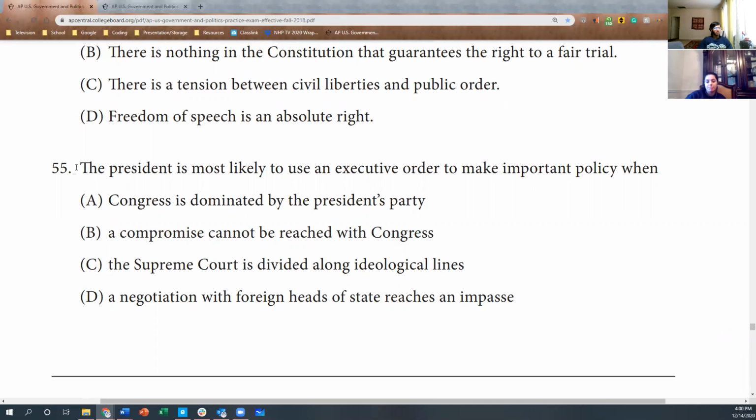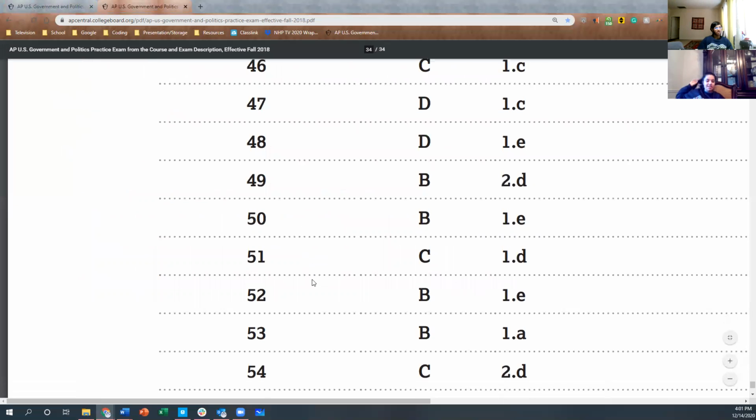Policy plan. Well, if commerce is dominated, then they wouldn't need an executive order. B makes sense. C doesn't. The Supreme Court shouldn't be making policy, they're not making laws. Yeah, I mean, sometimes they do, but oh, we did this one too. Yeah, I remember it was B. So B makes no sense as well.